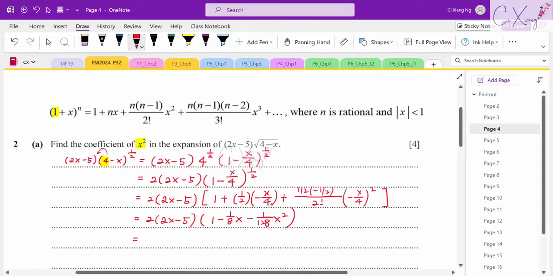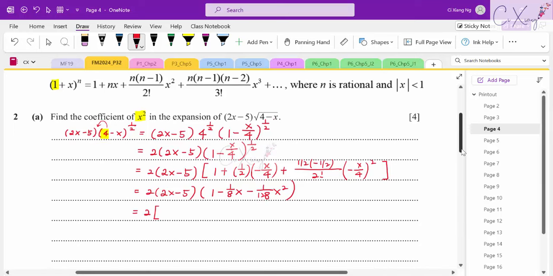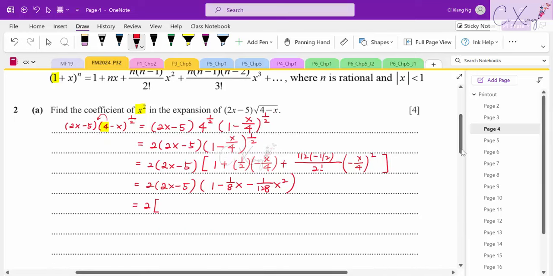Alright, then further expand it. So now I try to expand these two brackets, this bracket and also this bracket. First term multiply with first term, first term multiply with second term, first term multiply with third term, and so on. If I expand them, by right you have all the terms with constant, then x power 1 and also x power 2. Since for this question they're interested in the coefficient of x squared only, I will just focus on the x squared term. So like for this one, 2x, right?